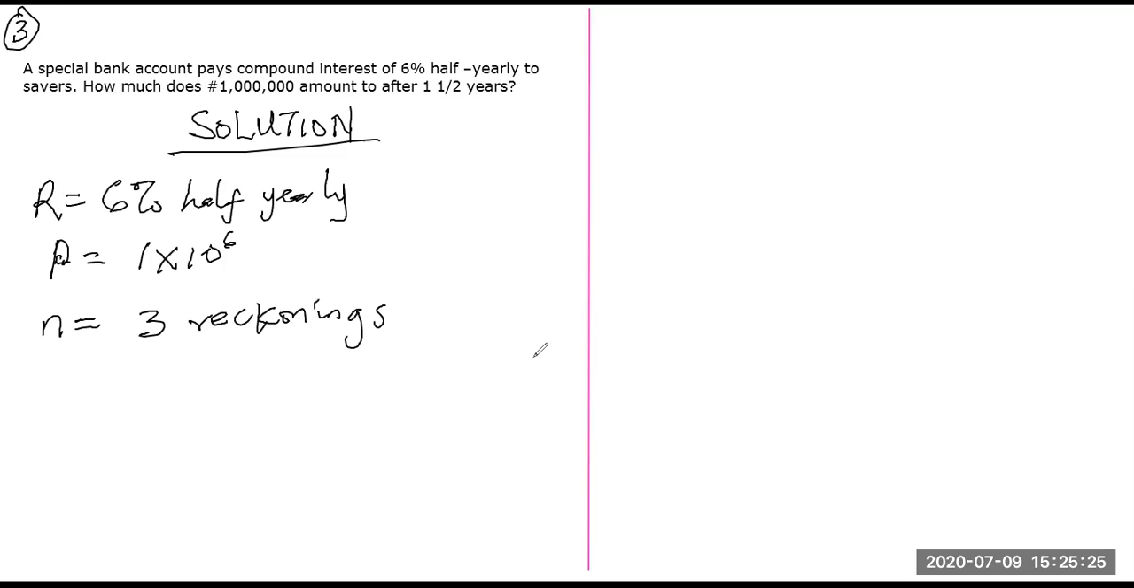Because you record the first 6 months, the next half a year making it 1 year, and the next half a year making it 3. So there are going to be 3 reckonings in 1.5 years. All right, so that is well understood.